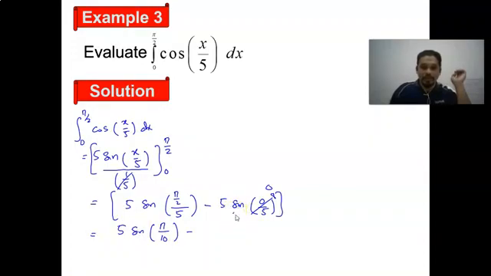Sine 0. What about sine 0? The graph of sine begins here, right? So sine 0 means that this is everything equal to 0. 0 times 5, 0. So then, if you take a calculator here, you come out with 1.5451.